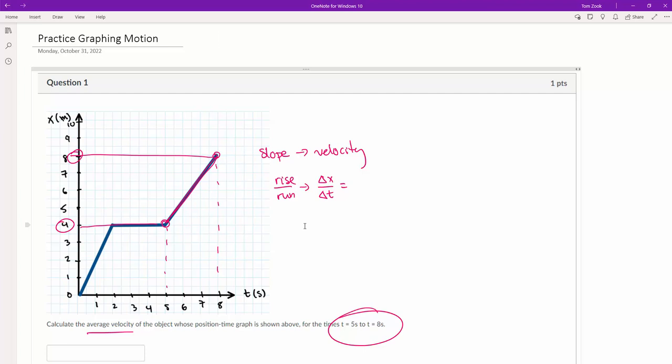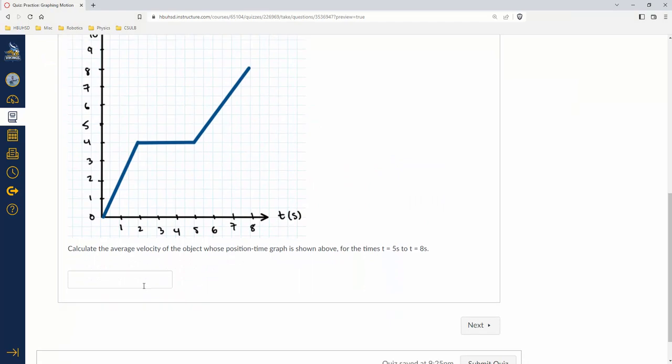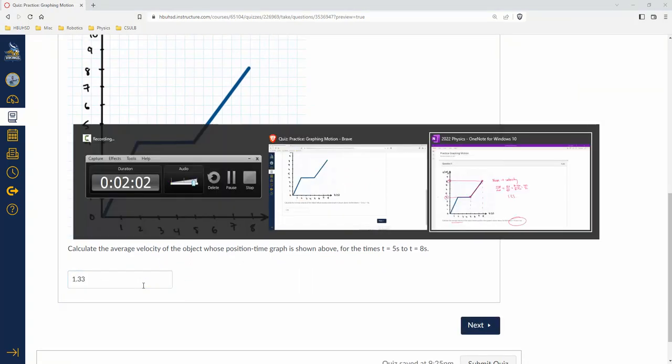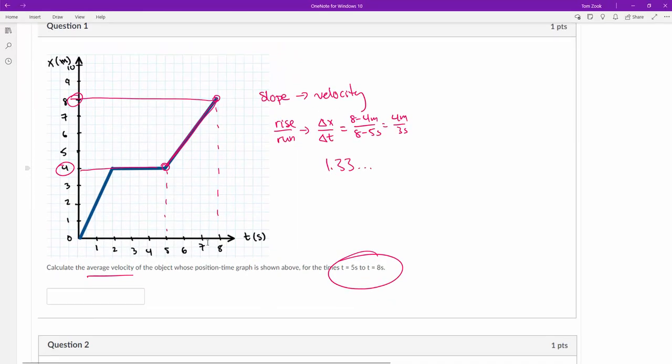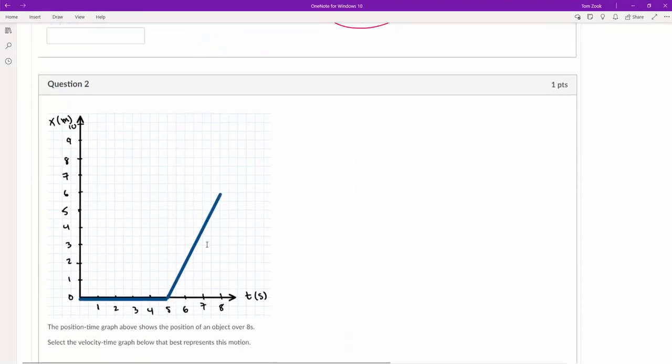So here in my change in position, I'd have 8 minus 4 meters, and I'd have for change in time 8 minus 5 seconds. So 4 meters over 3 seconds, that would be 1.333333. That's my velocity. So I'm going to go ahead and type that in right here. See if we're right later. Oops. Too many things. Okay, let's take a look at number 2.